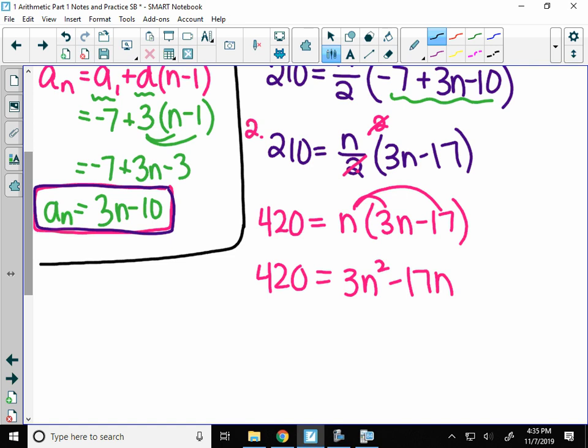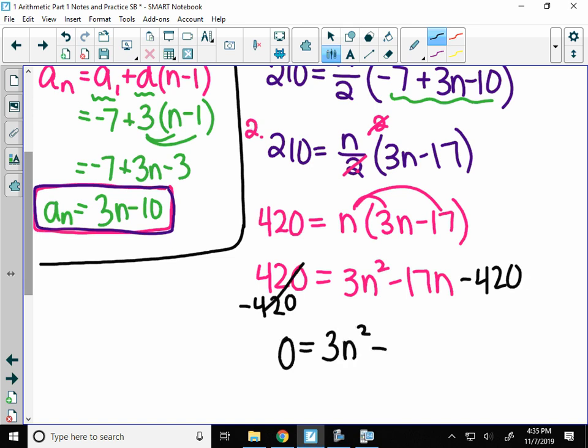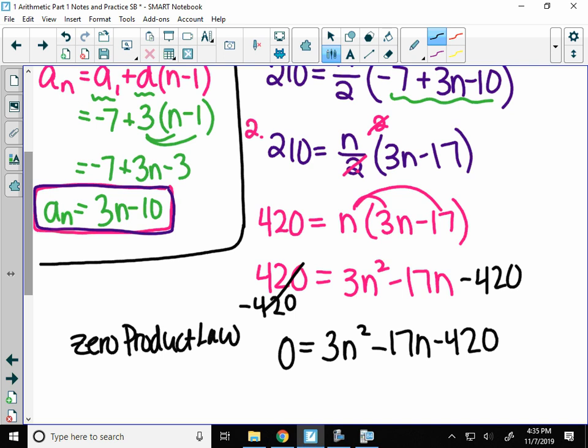So what we need to do first is move this 420 over to the right hand side, put all the terms together, and set the whole expression equal to 0. When you do that, I can now factor this expression on the right using something called the zero product law. We'll talk a little bit more about the zero product law in a couple minutes, but in order to use it, that means solve by factoring, we need to be equal to 0. So now I'm at least equal to 0.